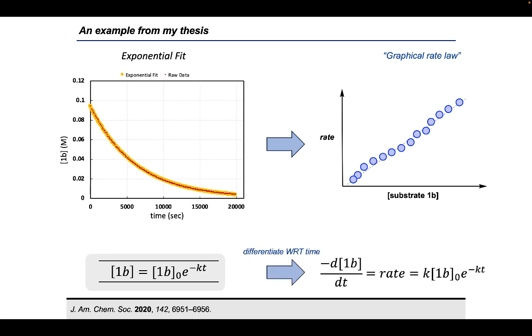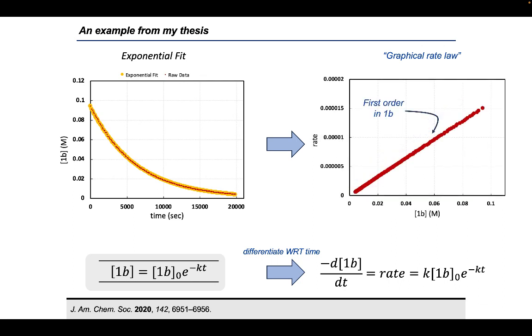So luckily, the derivative of an exponential function is almost exactly the same form. We just move the exponent down, and we're able to use that differentiated function as a way to express rate. And in doing so, we end up with a plot that displays rate against the concentration of the substrate. So the fact that the plot between rate and substrate concentration is linear tells us two important things. The first is that there's a first-order dependence of the reaction rate on the concentration of 1B.